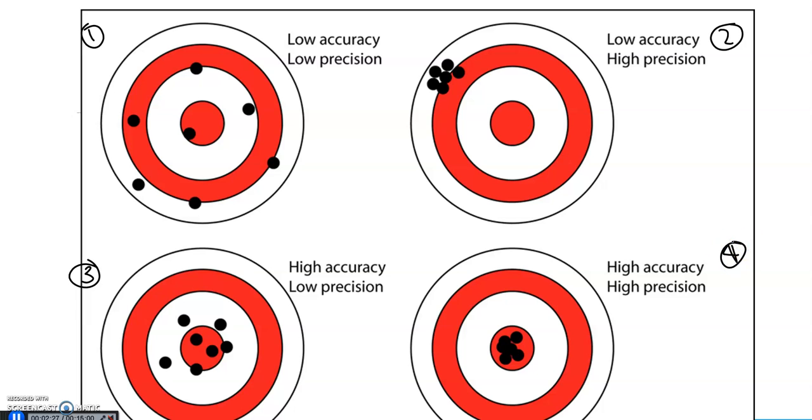And then finally, the 4th target. This is the goal: high accuracy and high precision. You're close to the bullseye, and all of the data points are close to one another. They're consistent. Our arrows landed, it looks like, even on top of each other.